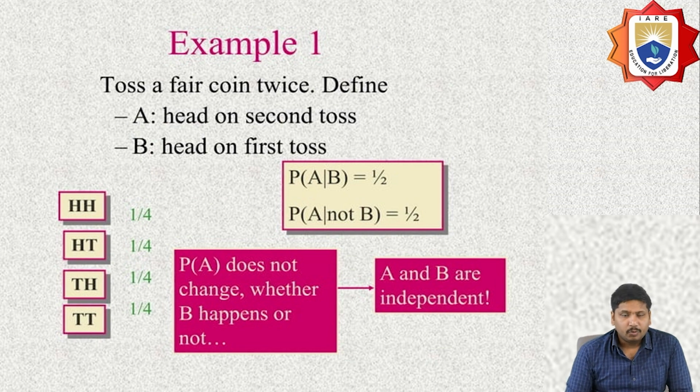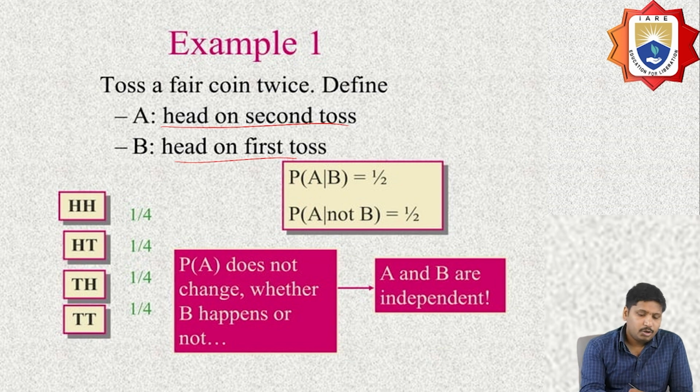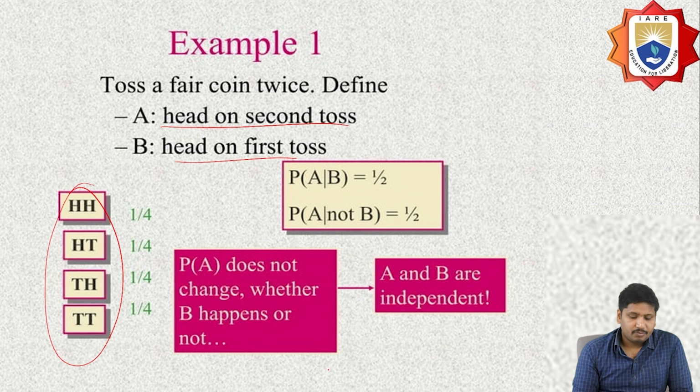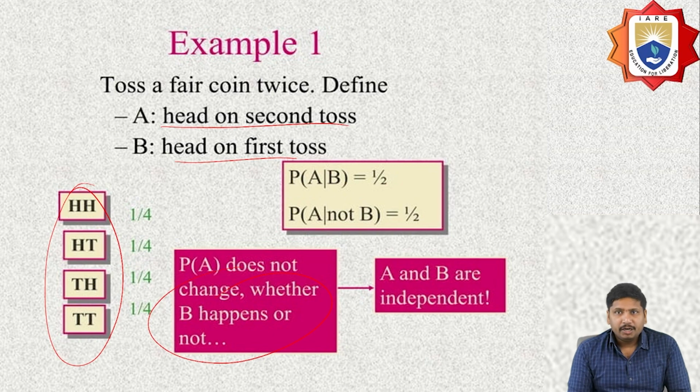For example, if I toss a coin 2 times, A is head on the second toss and B is head on the first toss. Normally the possibilities of heads are 4 outcomes, so 1 by 4, 1 by 4, 1 by 4. That means the probability of A does not change whether B happens. If A and B are independent, this is the entire thing. Head on second toss, head on first toss. So this is another example of conditional probability.